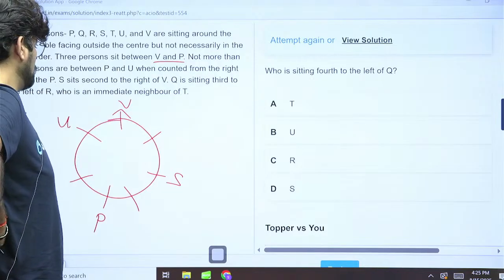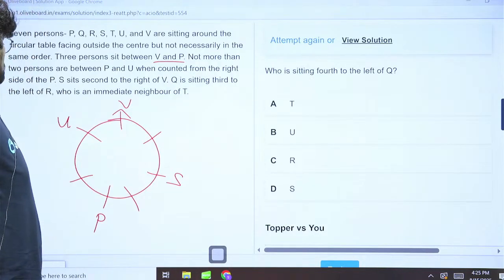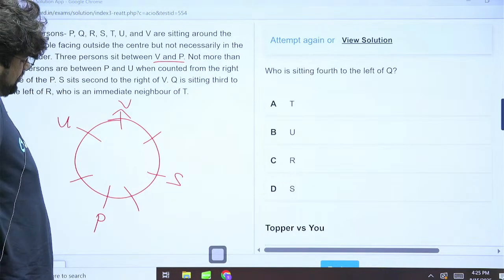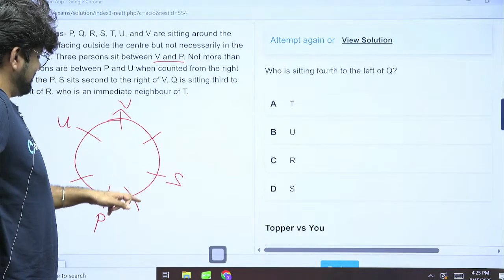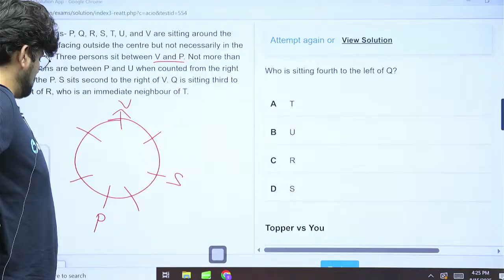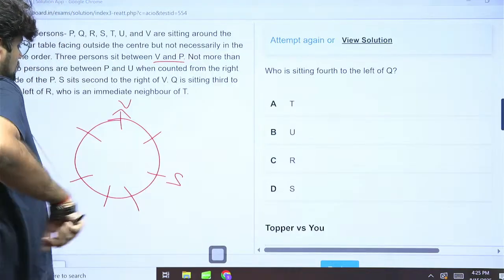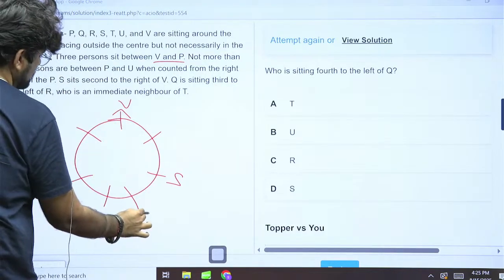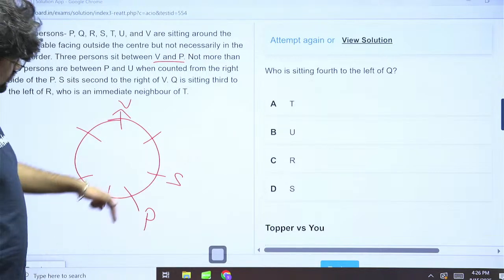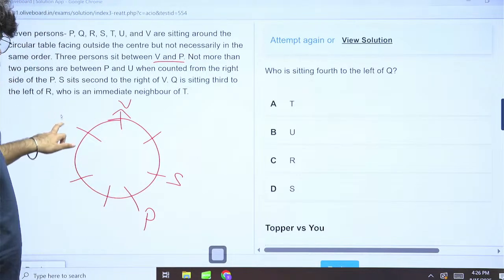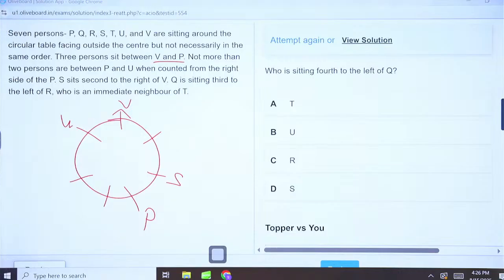S sits second to the right of V. Okay, Q is sitting third to the left of R. R, 1, 2, 3. So, our arrangement is incorrect. It's totally incorrect. Okay. So, now V has 3 persons. So, P has to sit here. There is no other option for us. Okay. And between P and U on the right, there cannot be more than 2 persons. So, U is still sitting here. Okay. We will have 2 persons exactly.